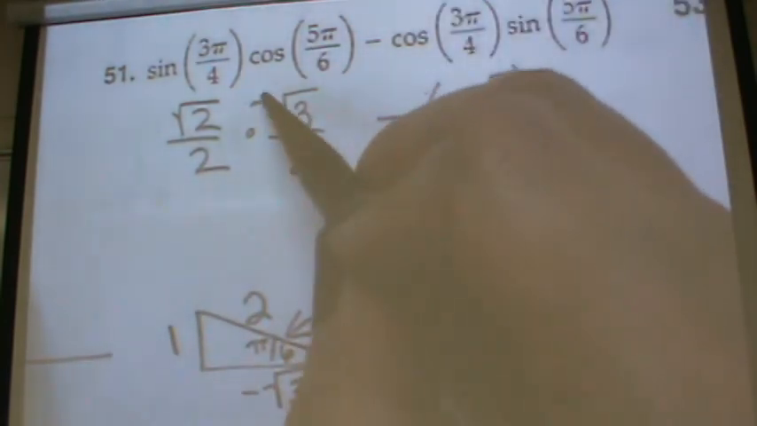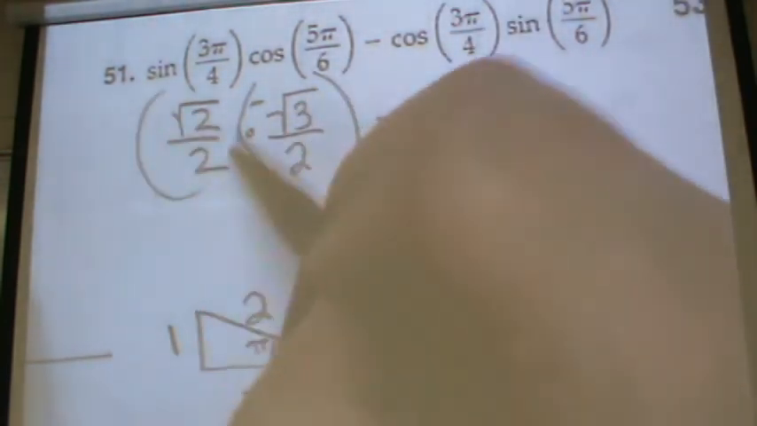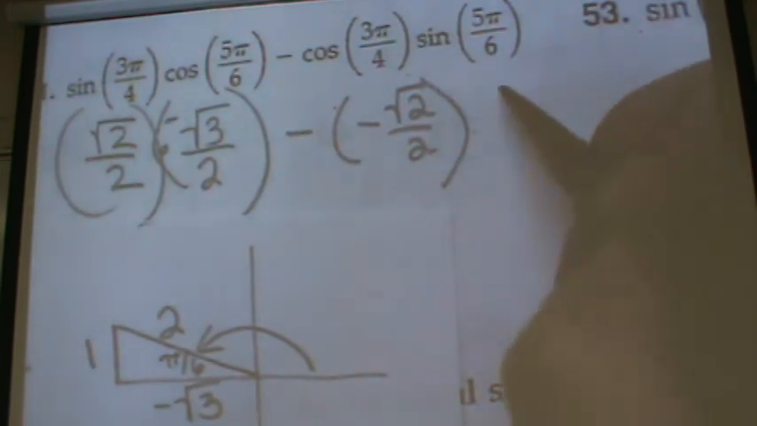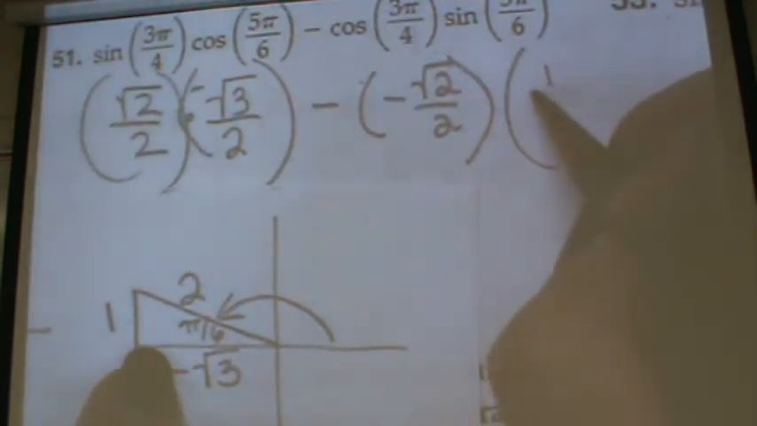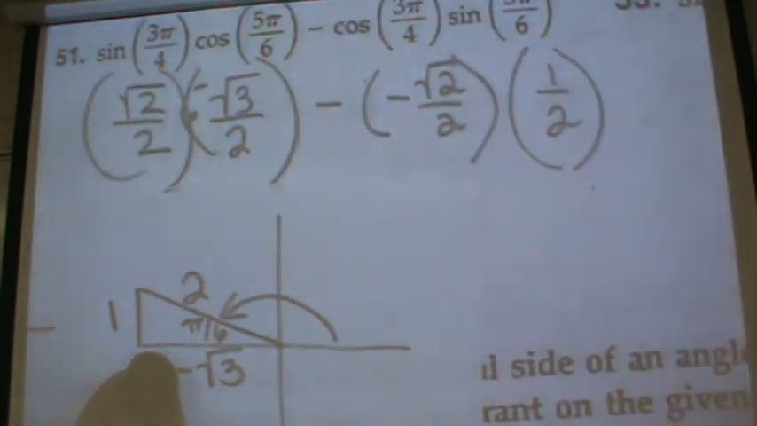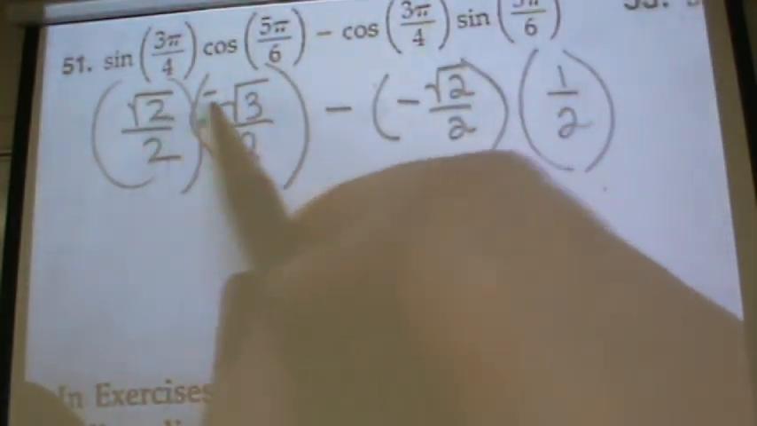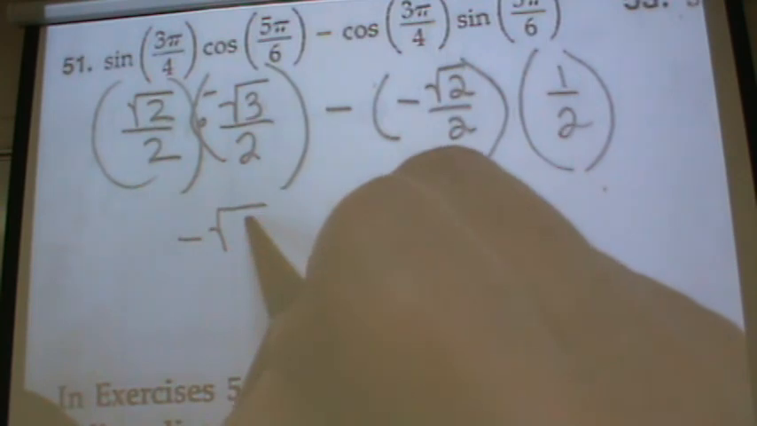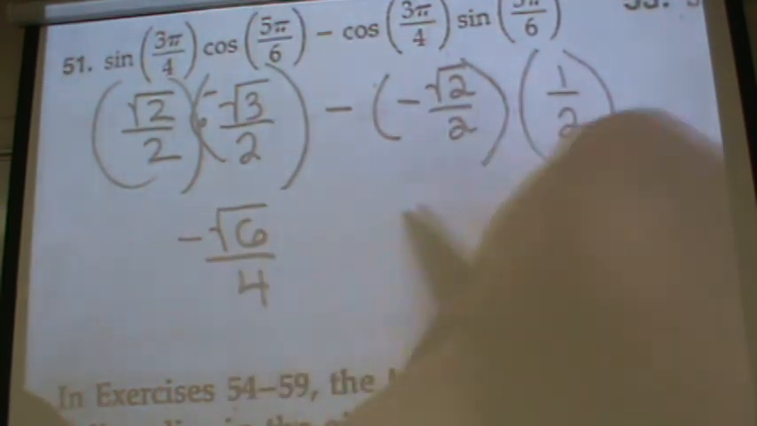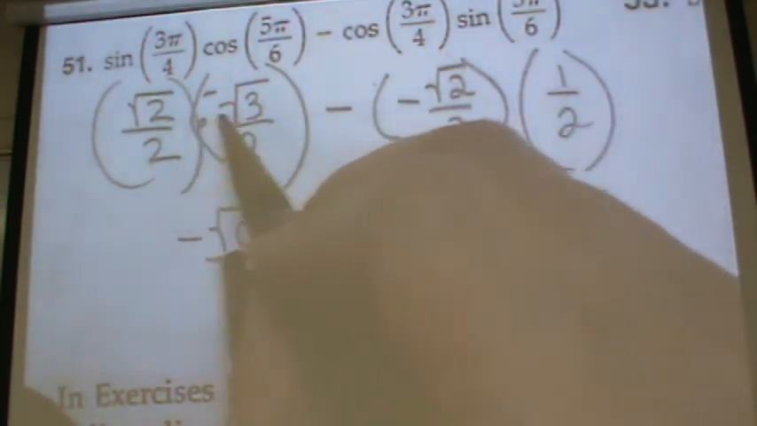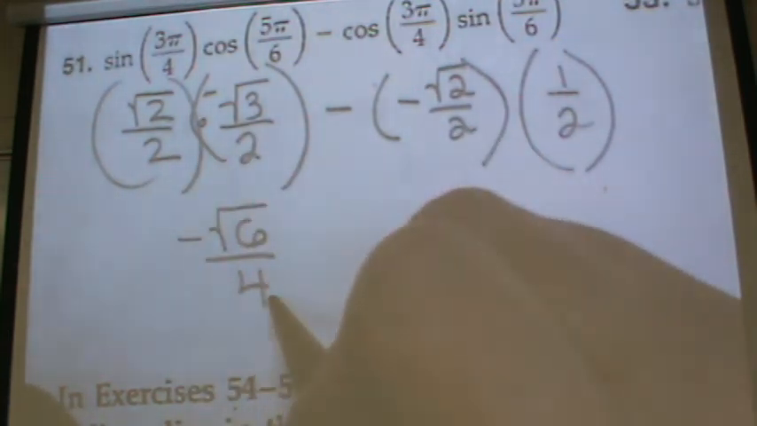You guys, this is a harder one. What about this right here? This is gonna be 1/2. Okay, so what do you get? Negative root 6 over 4, right? Wouldn't it be over 2? No, you multiply across. You gotta multiply them across.